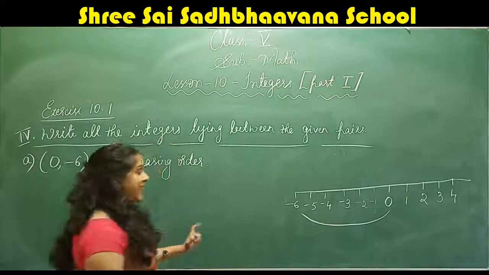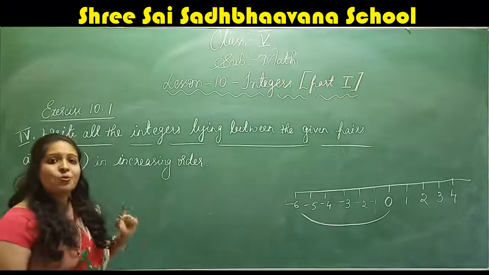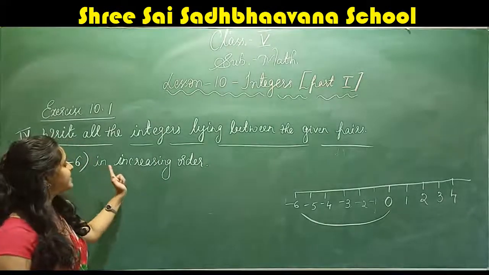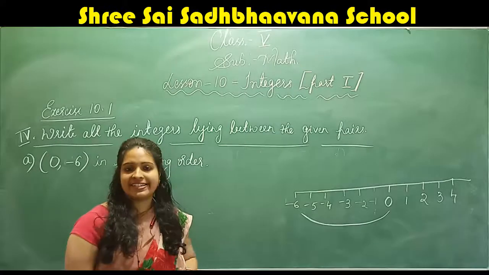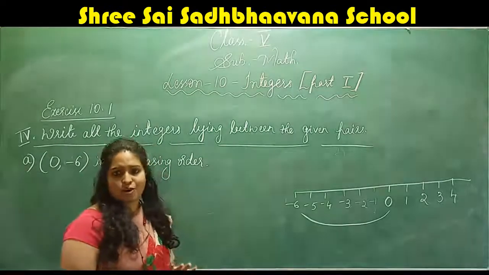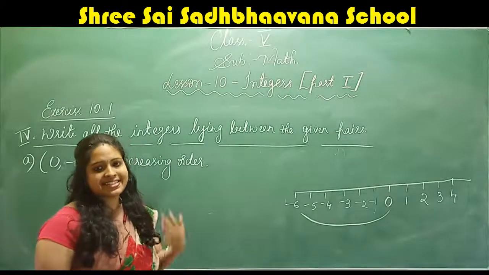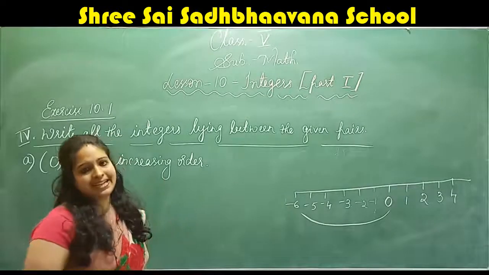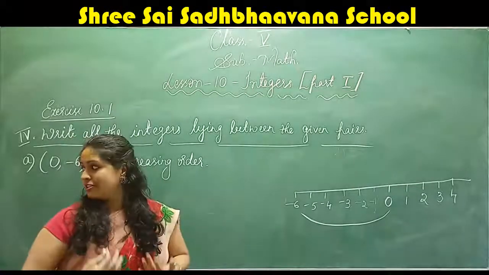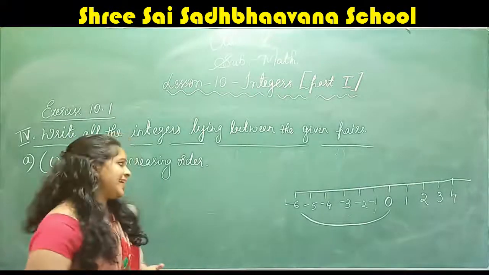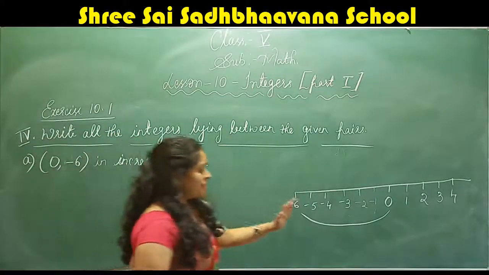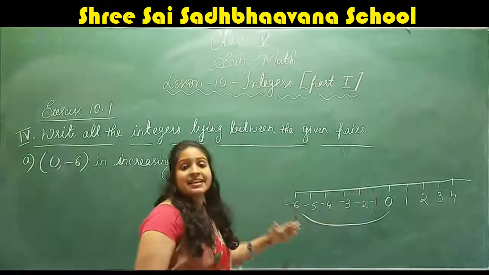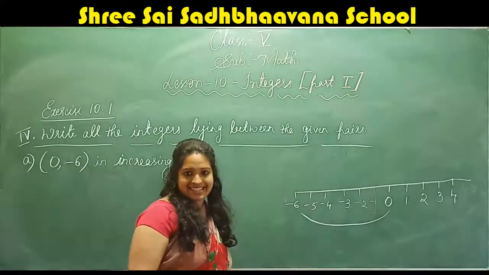So now let us write, but there is one condition. What have they given? You have to write this in increasing order. Increasing order means what, children? Nothing but ascending order, small to big. We have to write small to big. As I told, when we are moving to the left side, the values are decreasing.